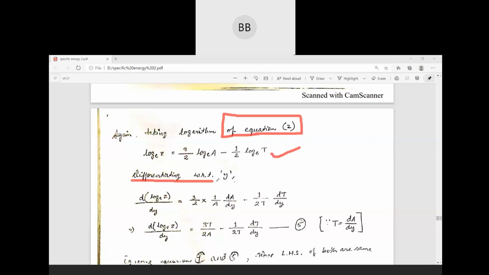And again, we are going to differentiate the above expression with respect to y. And we will get again d by dy log e z is equal to 3 by 2, which is a constant, times 1 by a, and again a is not y, but a is a function of y, so it will be dA by dy, minus 1 by twice t, because log e t, if you differentiate, then it will be 1 by t. But that t is not y, but t is a function of y. So you can write dt by dy. Simple differentiation.